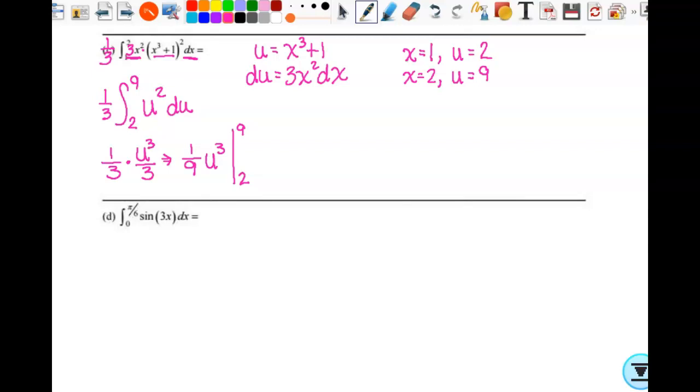Okay, I'm using the limits of integration. I'm using u, so I can use these. I don't have to substitute my x back in there. It actually keeps me from doing a lot of extra work, right? Squaring a number, adding 1, and then cubing it, and whatever. So when I do this, I do the top minus the bottom. That's going to equal 1/9 times 9 cubed minus 1/9 times 2 cubed.